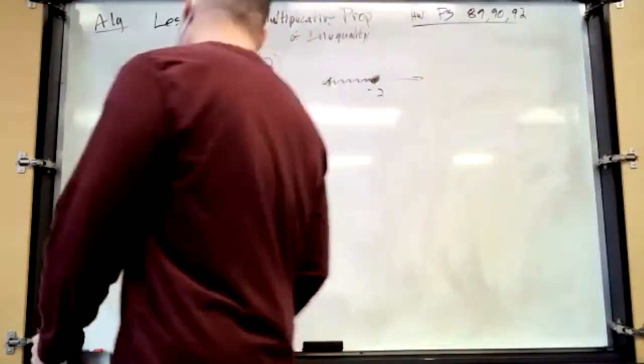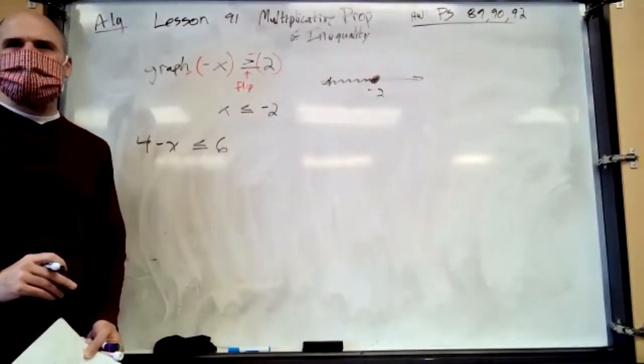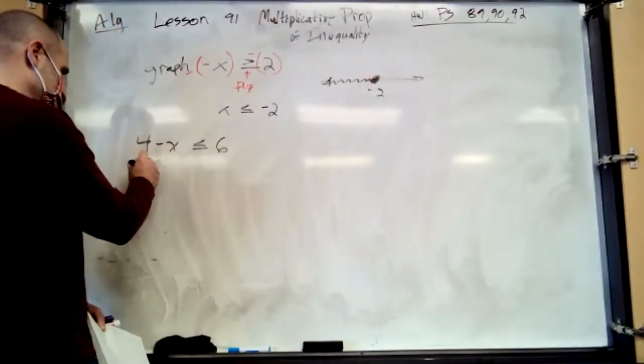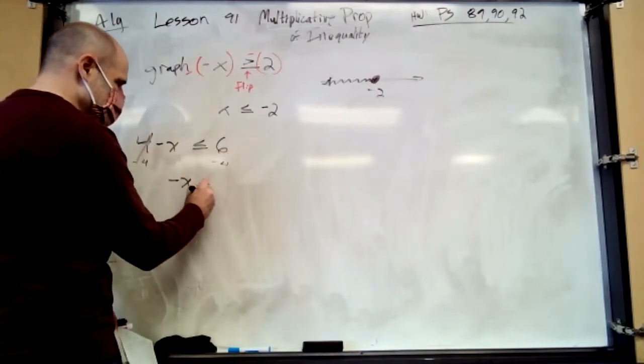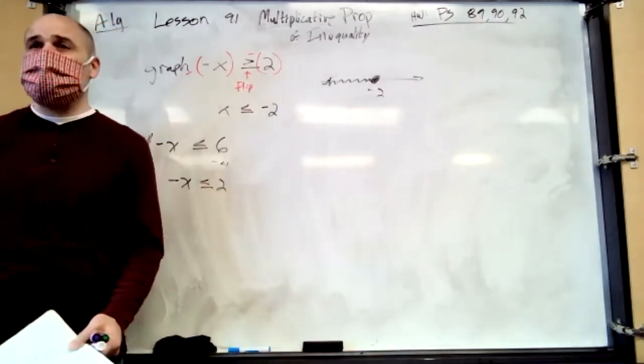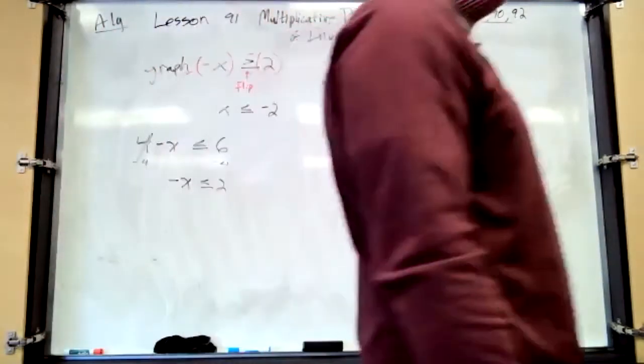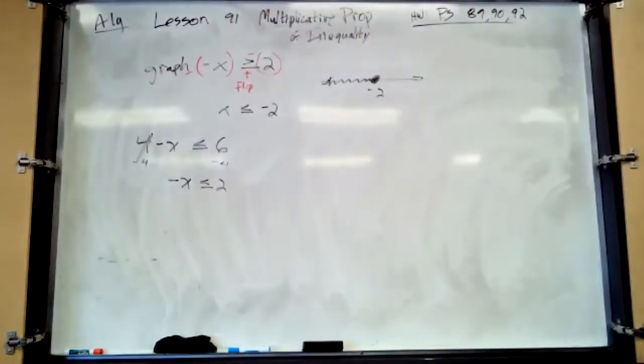Ready? How do you get rid of this 4? Subtract it. So you're left with negative x is less than or equal to 2, right? You don't have to flip anything because we haven't multiplied or divided it yet.